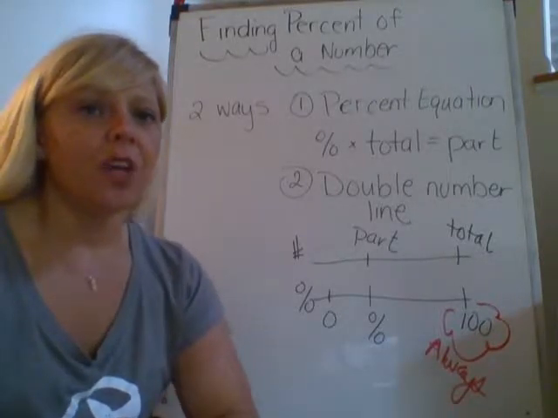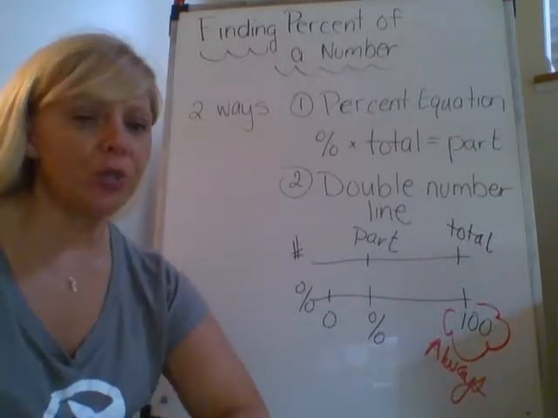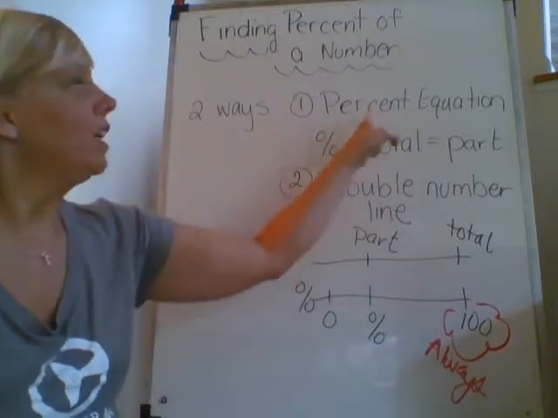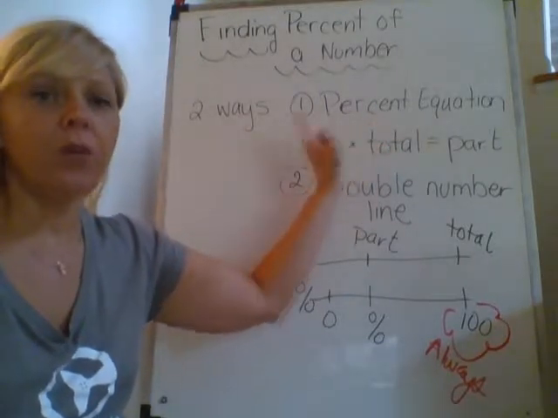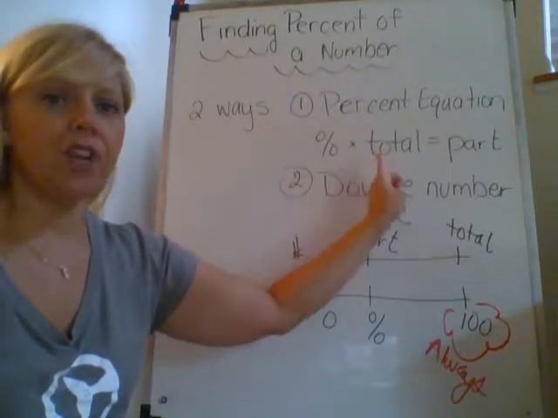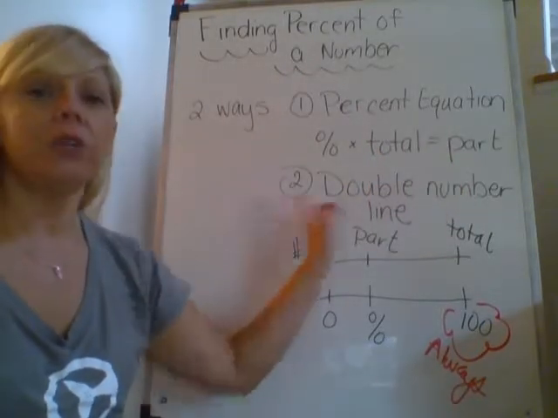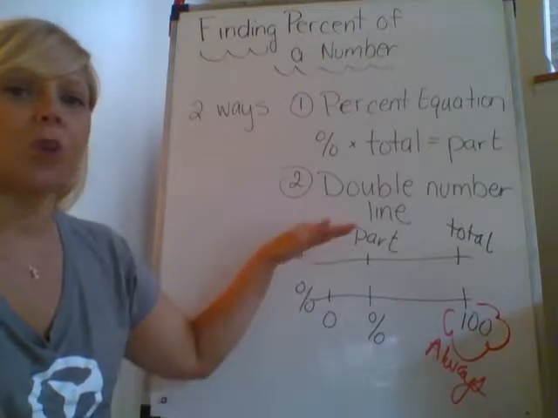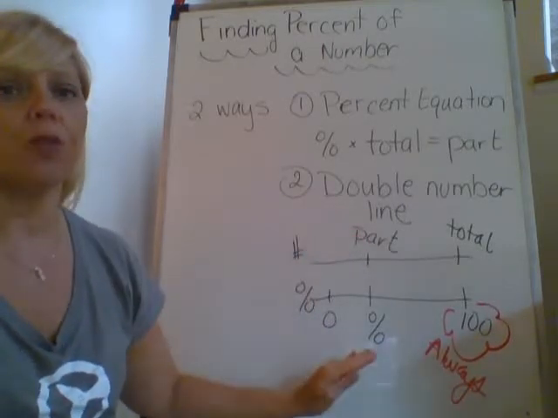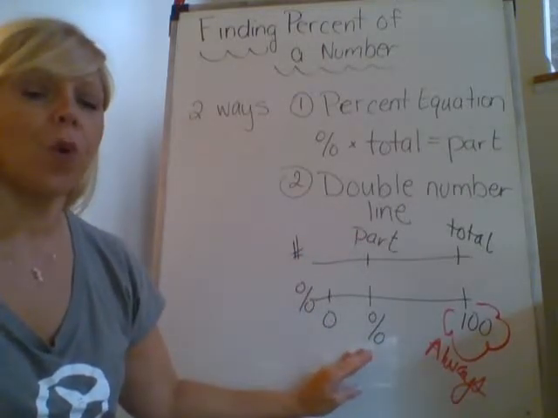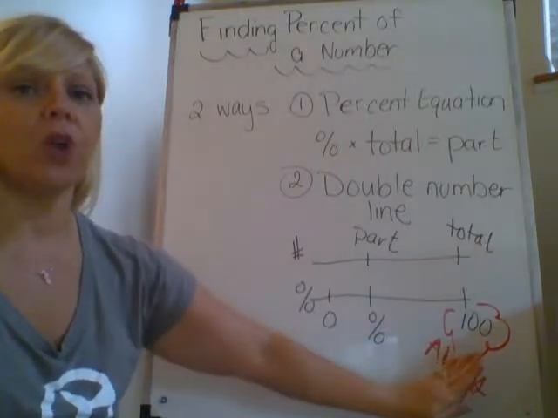Finding a percent of a number, you can do two ways. We can either use the percent equation, where you take the percent and multiply it by the total and it equals the part, or you can use a double number line, where you have the part over the percent that you're looking for, with the total over 100.